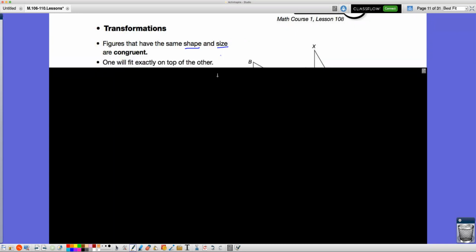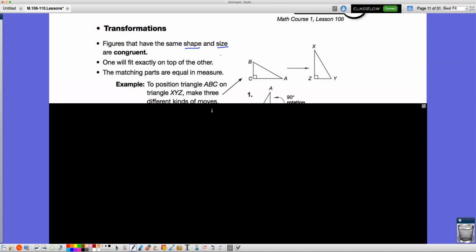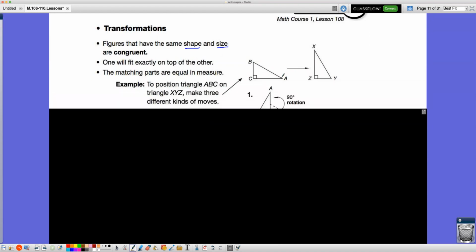One will fit exactly on top of the other. That's exactly on top, not just slightly. The matching parts are going to be equal in their measures. So for example here, you can see that triangle ABC and XYZ are almost exactly alike, except they aren't on top of each other, essentially.